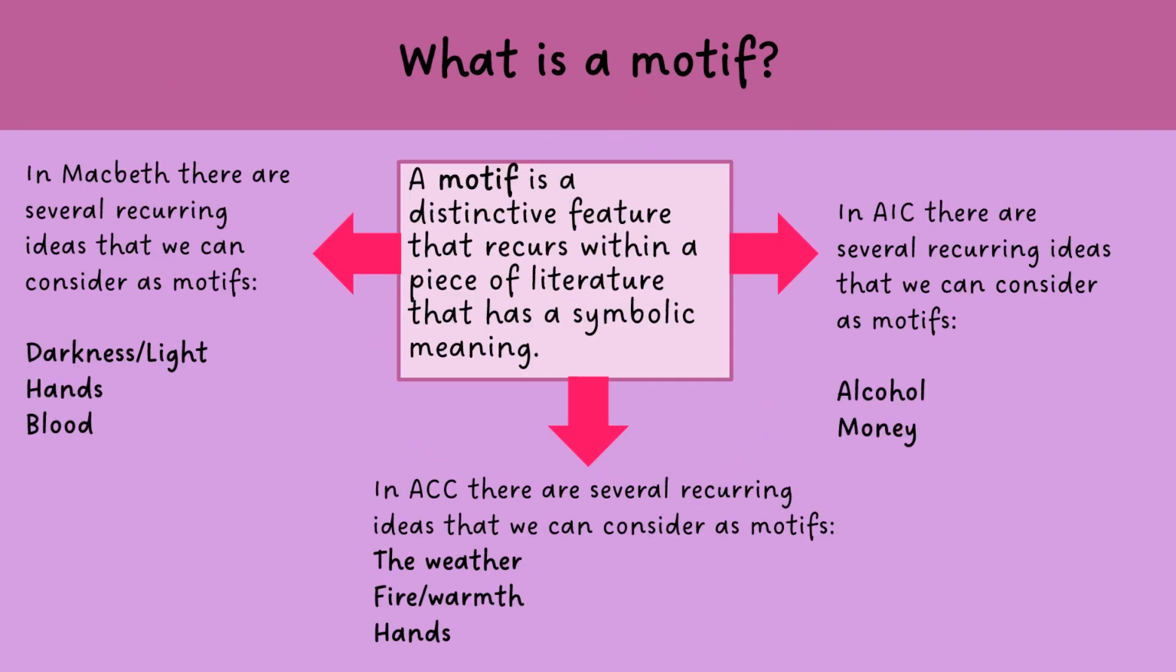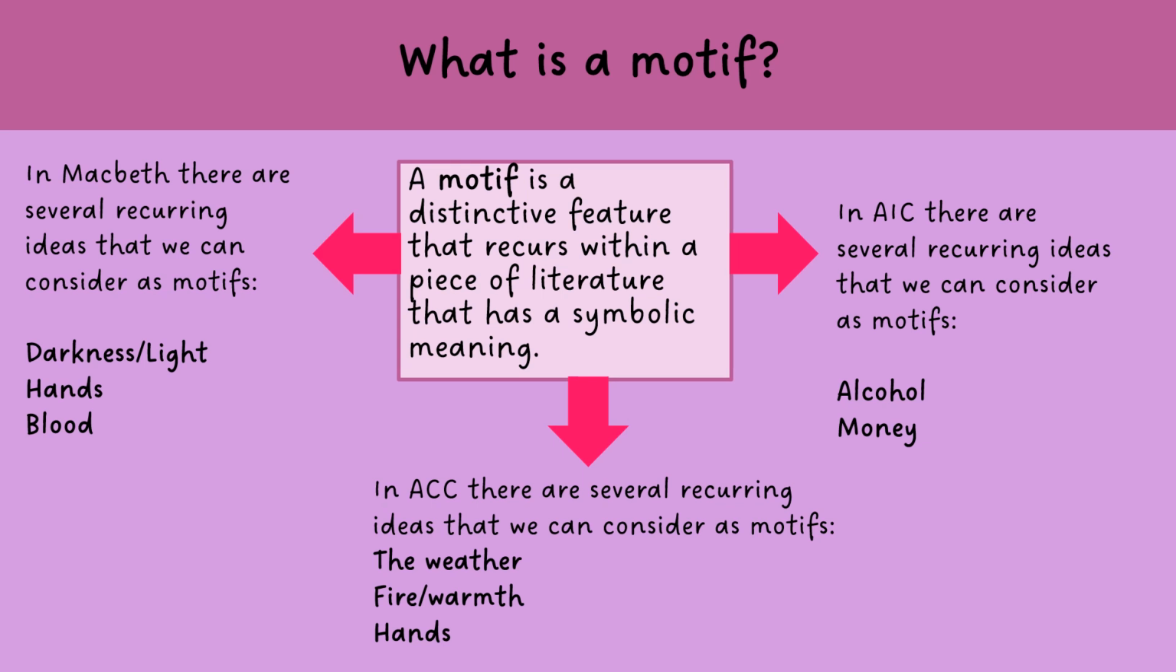So first we'll start off by looking at what a motif is. There are motifs in every literature text that we study, and we pick out certain motifs to explore in a little bit more detail. A motif is a distinctive feature that recurs, so happens again and again, within a piece of literature that has a symbolic meaning.